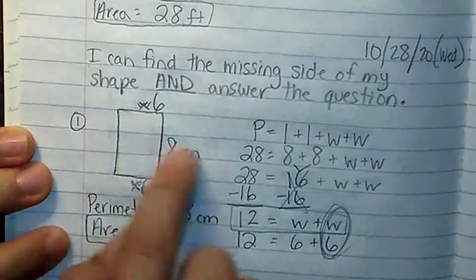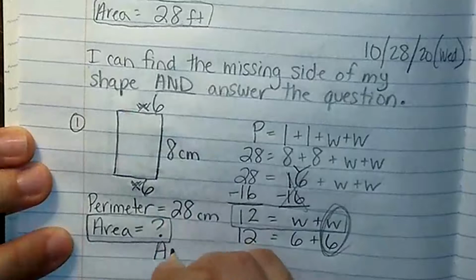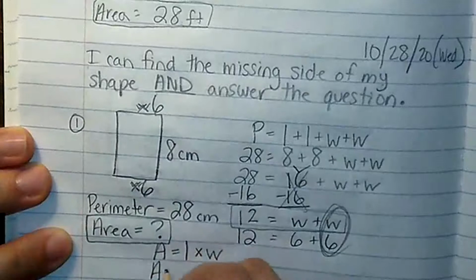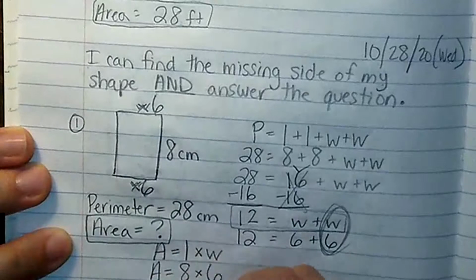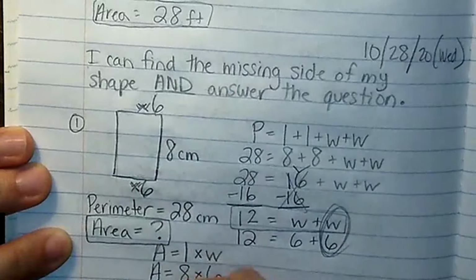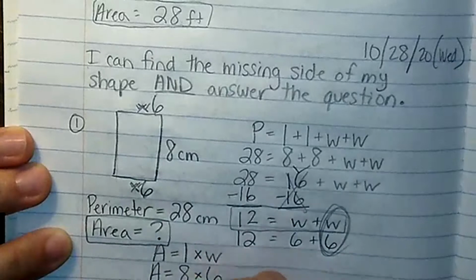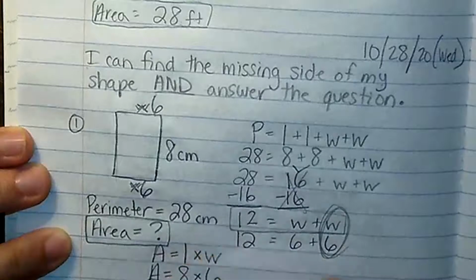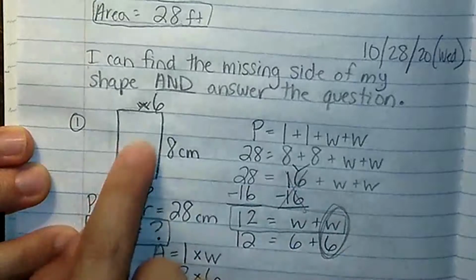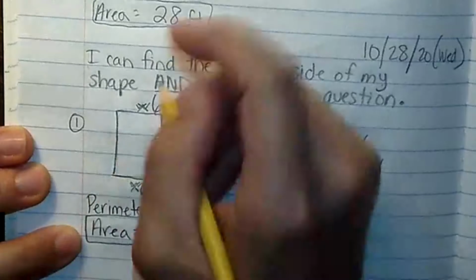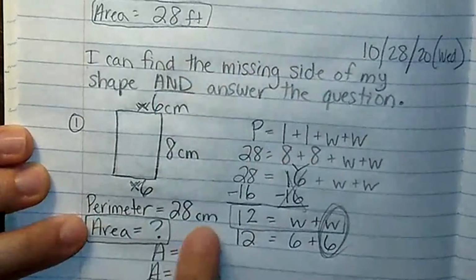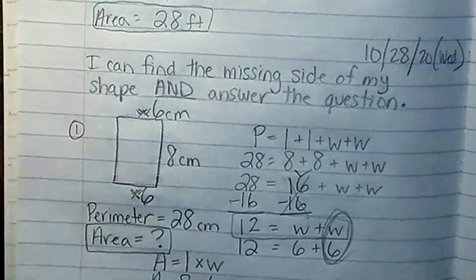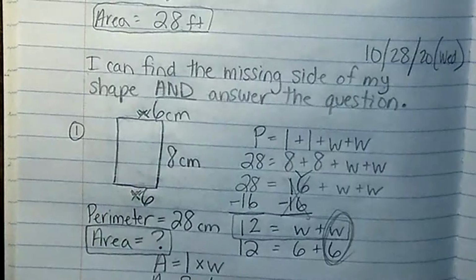Well, to find the area, now that I have both sides, I can find that easy. Area equals length times width. Area equals 8 times 6. Area equals 48 centimeters squared. And they're squared because the area is talking about the space, the area on the inside. When we talked about perimeter, it was just centimeters. But when I talk about the area, they're square centimeters. I'm counting how many squares are on the inside.